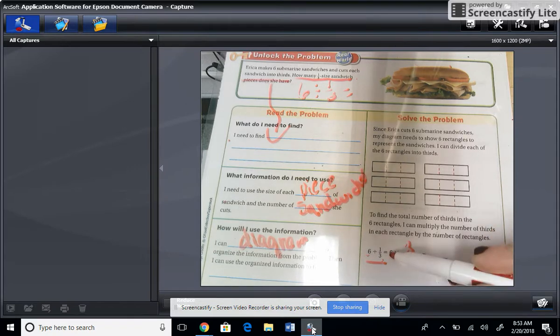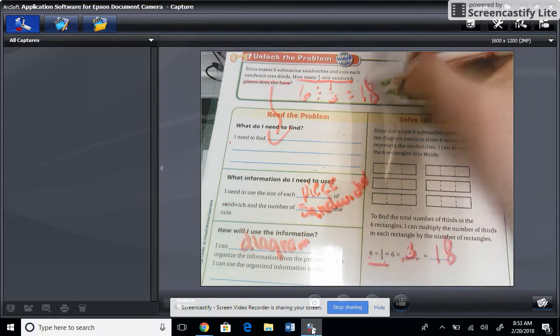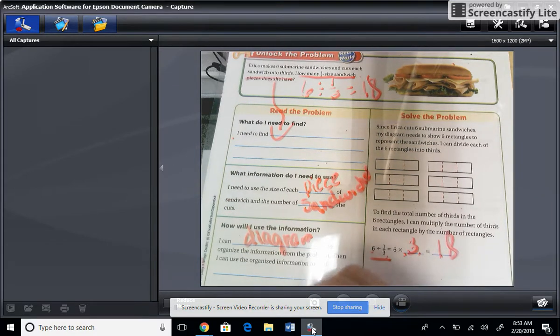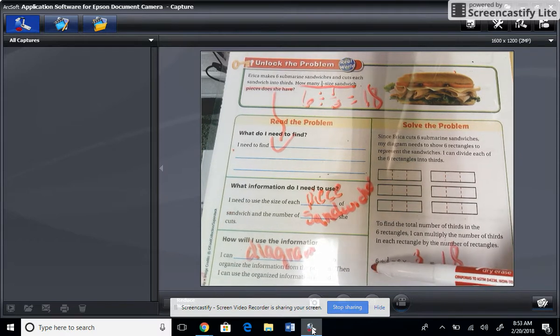So 6 times 3 is 18. How many equal pieces of thirds do I have? 18. My answer is 18. She has 18 1/3 pieces. And that follows my rule of if I have a whole number in my dividend, my quotient will have a whole number.